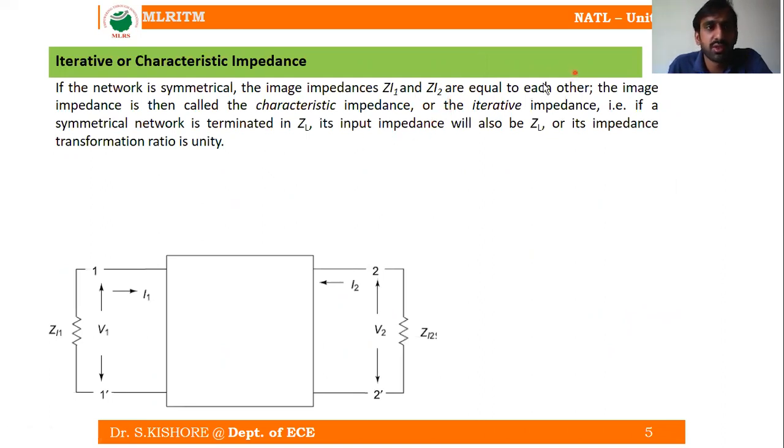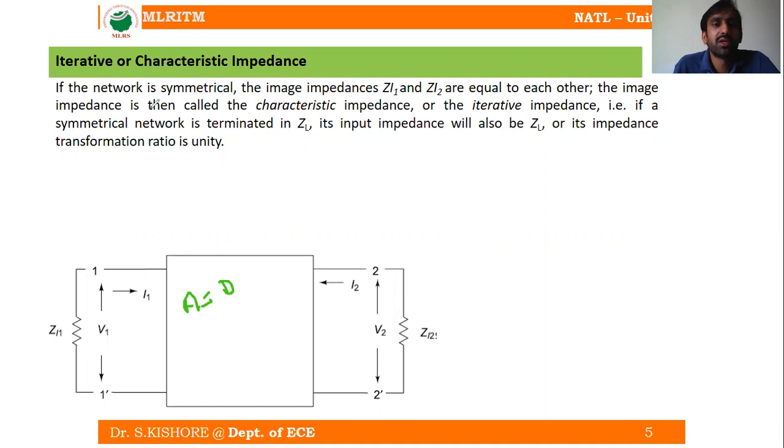Next one is iterative or characteristic impedance. Recall what happens if the network is symmetrical. If the network is symmetrical, the image impedances ZI1 and ZI2 are going to be equal to each other, and the image impedance is going to be equal to the characteristic impedance or the iterative impedance of a two-port network. What is the condition if the network is symmetrical? We already derived the expression for the symmetry of the transmission parameters: if the network is symmetrical, A is equal to D.